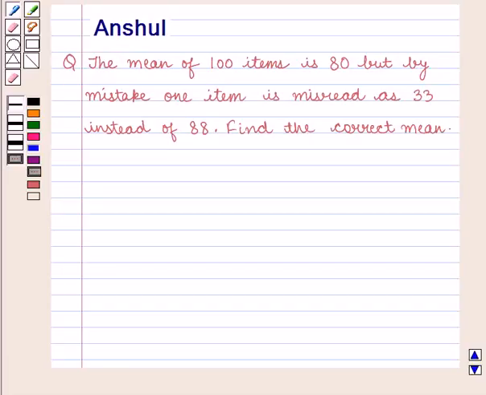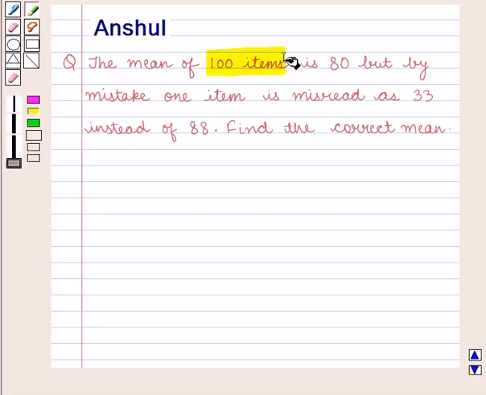In this session, we'll discuss a problem on corrected mean which says that the mean of 100 items is 80, but by mistake, one item is misread as 33 instead of 88. Find the correct mean. In the question, we are given 100 items with their mean value as 80, but by mistake, one item, which was actually 88, misread as 33. Now we have to find the correct mean value.